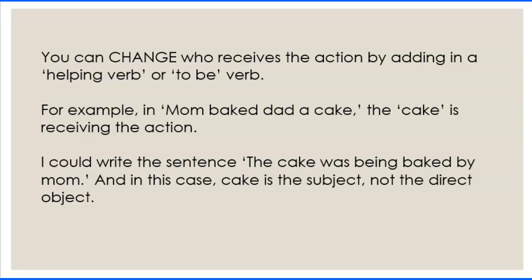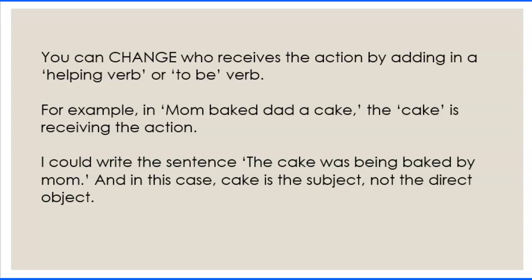Now, you can change who receives the action in passive writing. Now, active writing is what we just saw, the transitive verb and the direct object. But sometimes it's the subject that gets the action. And so I could have a situation here. The example I gave you earlier, Mom baked Dad a cake. Cake is the direct object. Dad was the indirect object. And cake is receiving the action.